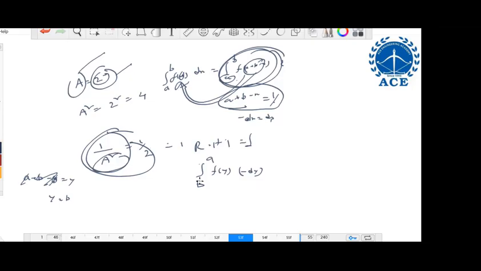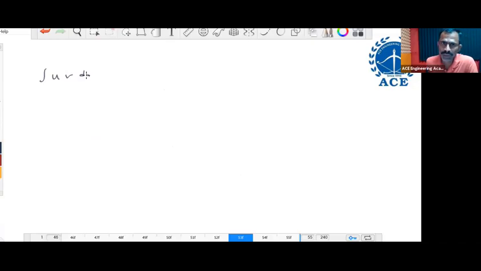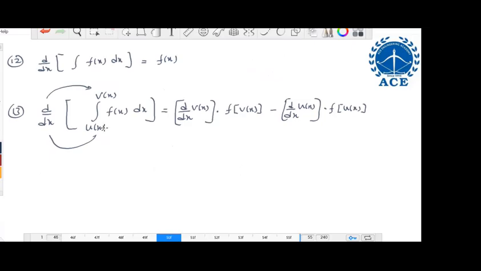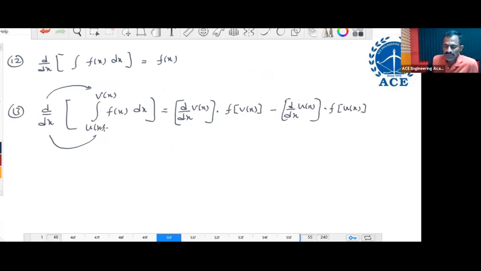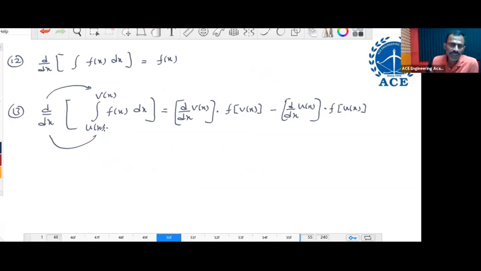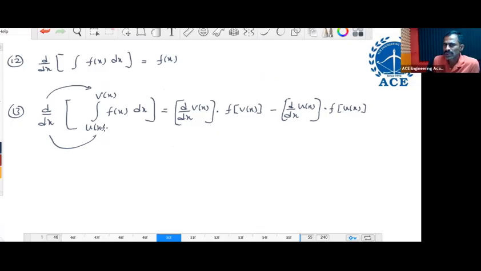And the last property, sir, if u and v are functions, then we can integrate in that form. In the last property, the limits are u of x, meaning a function of x, and v of x, not constants, like x square plus 2. Any one may be constant, but one of the two limits should be a function of x. It might be any function, sin x or cos x or x square, any function, but it should be a function of x. So out of u and v, one should be a function of x. Both should not be constant. Any one may be constant.